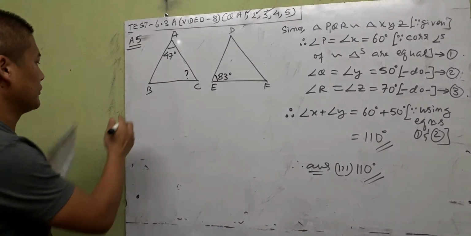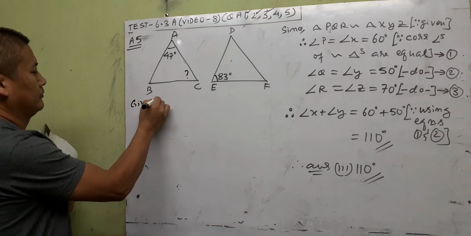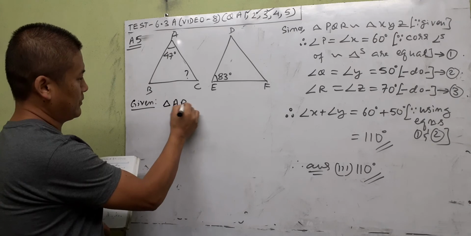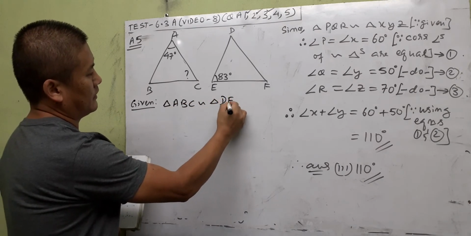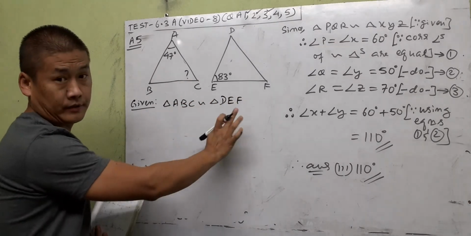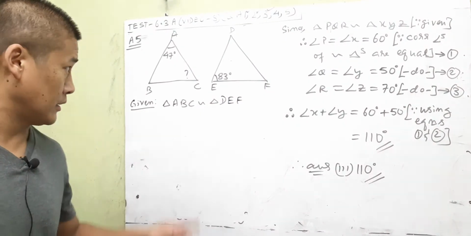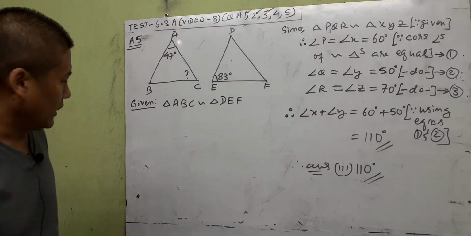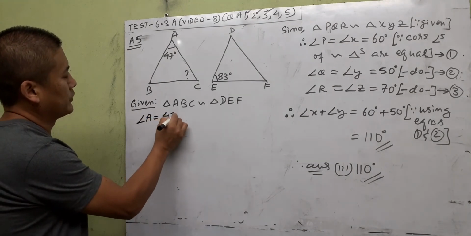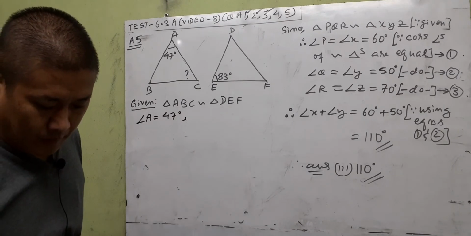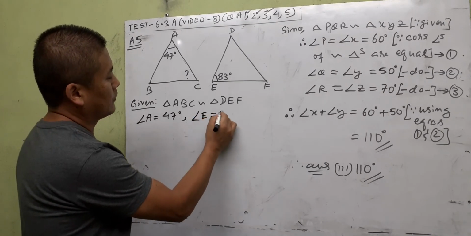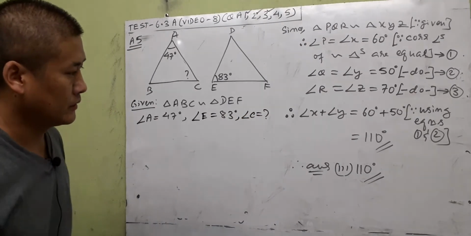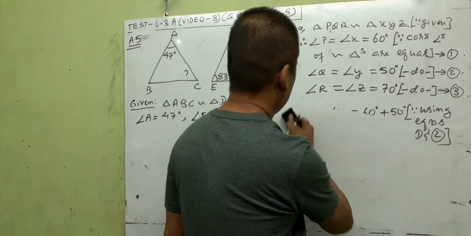That's what is given. So given to us here, let us write down: triangle ABC, the question already mentioned, is similar to triangle DEF. So since they're similar, the order is correct. The question mentioned similar, which means they have written the order correctly. We have to assume like that. Then angle A equal to 47 degree, then angle E equal to 83 degree. And what we have to find is angle C, question mark.